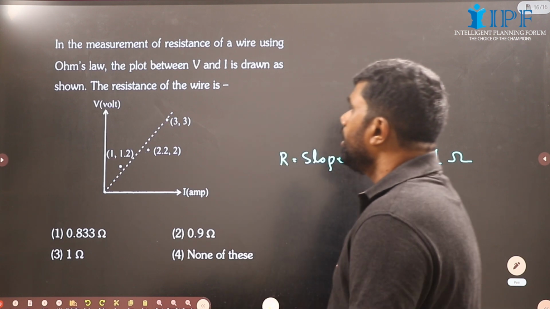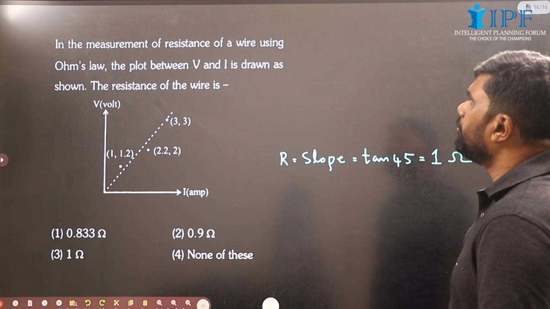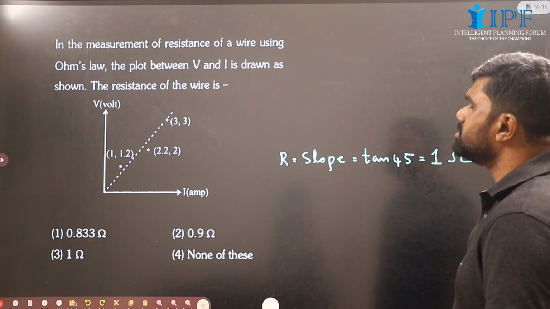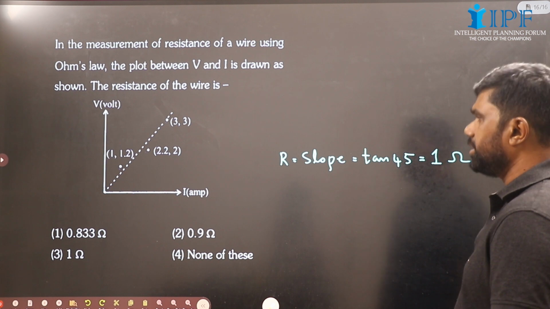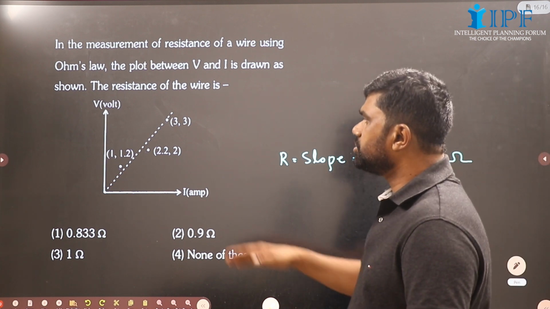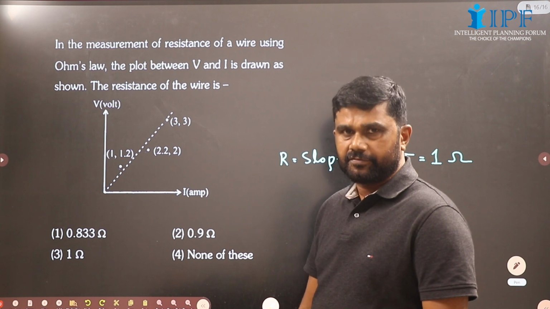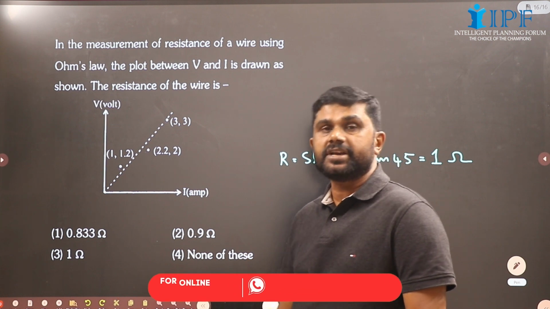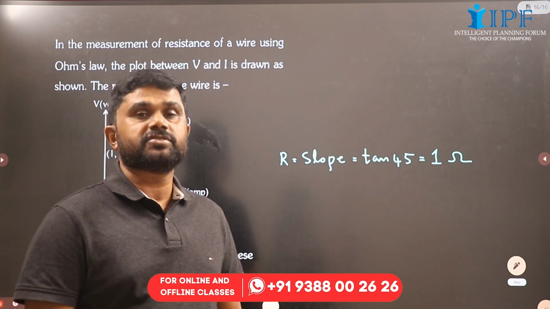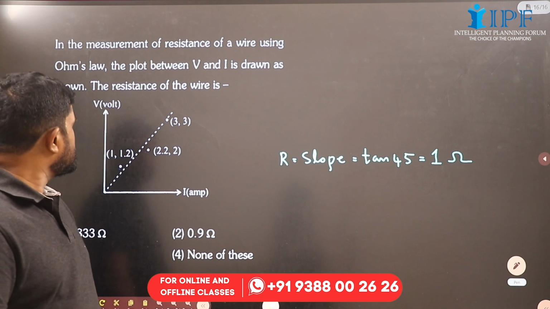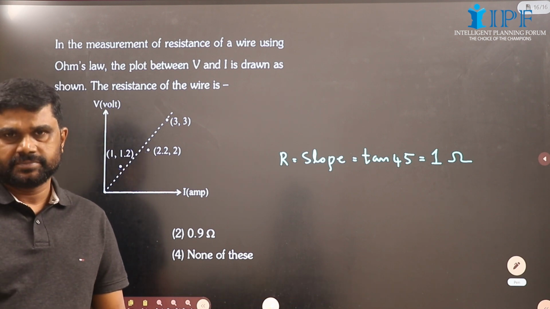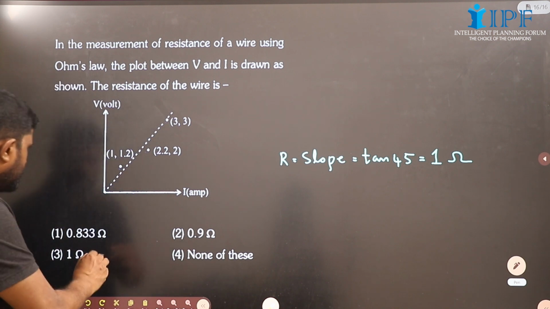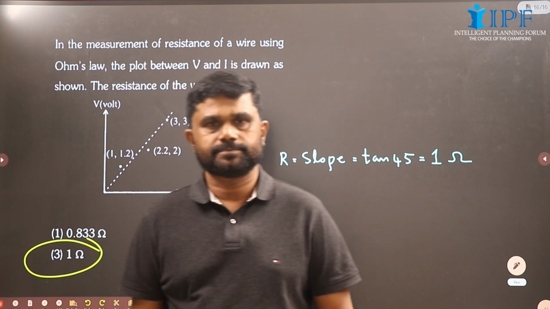Alright. Now in the measurement of resistance of a wire using Ohm's law, the plot between voltage and current is drawn as shown. The resistance of the wire is... Here the resistance of the wire is the slope of this voltage current graph. Okay, this is a line inclined equally to the x and y axis, or the angle made by the straight line with the x axis is 45, and the slope of this graph will give you the resistance. Slope is tan theta, or it is tan 45, and it is equal to 1 ohm. Okay, so this must be the resistance.